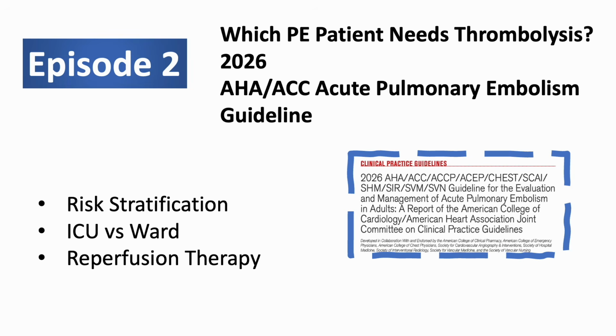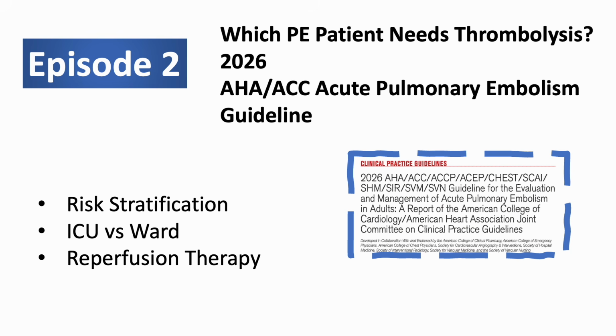Thanks for joining in for episode 2 of the Pulmonology Read Aloud series, where we are talking about the AHA/ACC Guideline on Acute Pulmonary Embolism. In the previous video, we already initiated the discussion of this guideline by talking about how we can screen patients based on clinical predictors for pulmonary embolism severity.